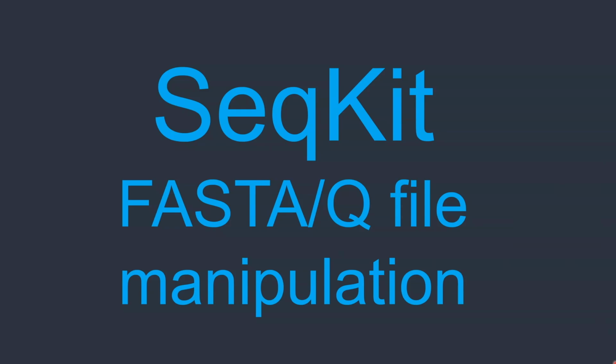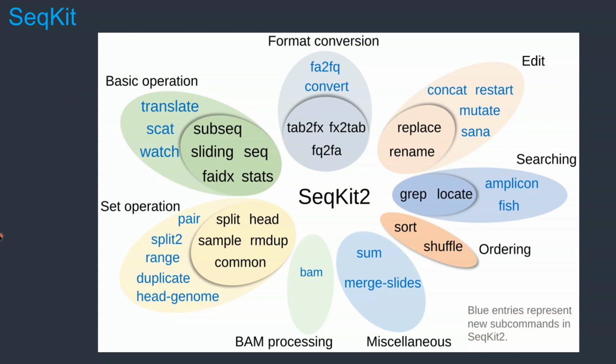Hello everyone. Today we will learn about SeqKit. This is a powerful toolkit to analyze FASTA or FASTQ files. SeqKit includes many subcommands for basic operations such as to translate a DNA sequence into a protein sequence or to generate statistics on the FASTQ or FASTA files. Also, we can use SeqKit for file format conversion from FASTQ to FASTA.